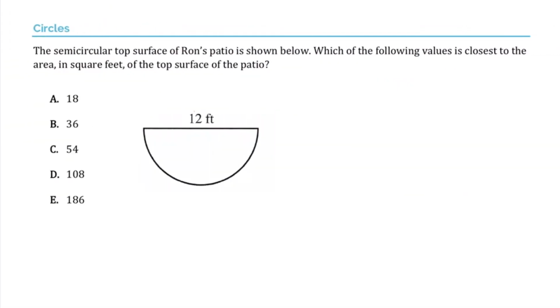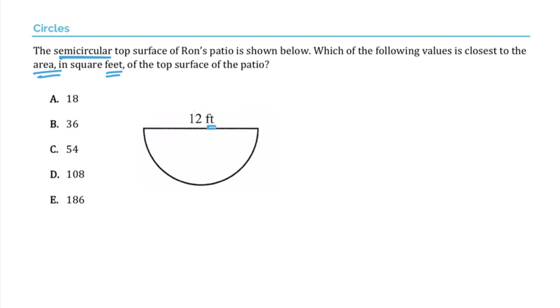All right, so now we're into the harder questions for circles. It looks like we're looking at a semicircular top. Remember that a semicircle is half of a circle. So this guy, Ron, has a patio, and what we're looking at below is an image of what his patio top looks like. Which of the following values is closest to the area in square feet? Really quickly, they're giving us the units in feet, so we don't have to worry about the units. So it's basically asking what is the area of half of a circle?